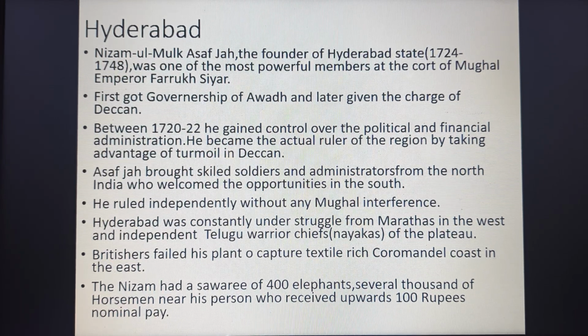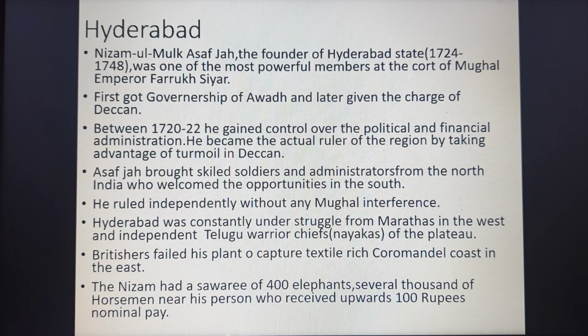The British failed his plan to capture the textile-rich Coromandel coast in the east. So on the Coromandel coast there were many textile producing centers, which were under the control of the British. He tried to control that Coromandel coast, but he failed because the British did not allow him to capture that area. They fought them and sent them back.